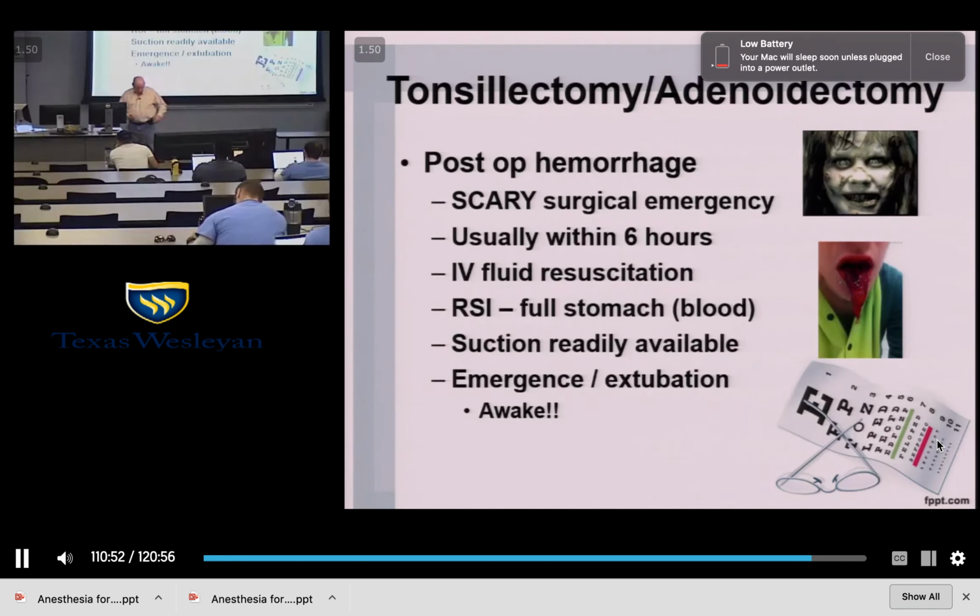So what I'm saying is, I don't know what you last heard, this usually happens within 6 hours, but can happen after the patient's gotten home and can come back the next day. These folks obviously need aggressive IV fluid resuscitation.